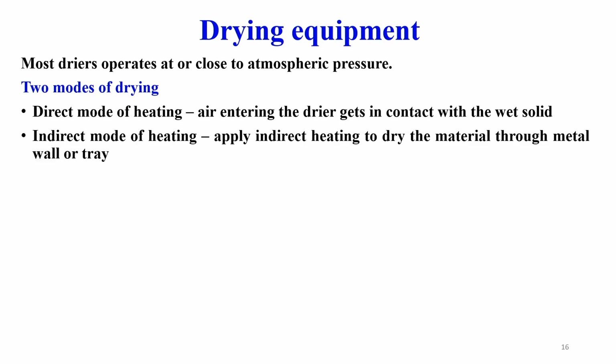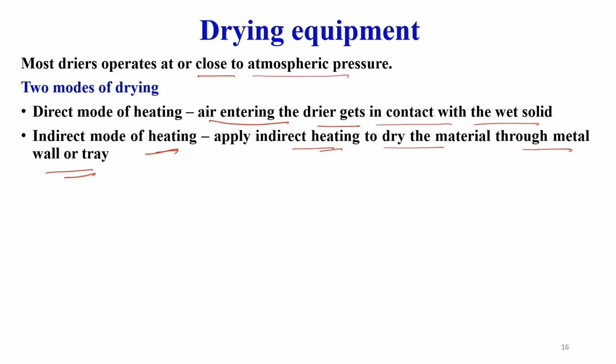Now, drying equipment. Most dryers operate at or close to atmospheric pressure. So, there can be two modes of drying. One is the direct mode of heating, in which air entering the dryer gets in contact with the wet solid and further drying takes place. In the case of indirect mode of heating, you apply indirect heat to the dry material through, let us say, a metal wall or tray.